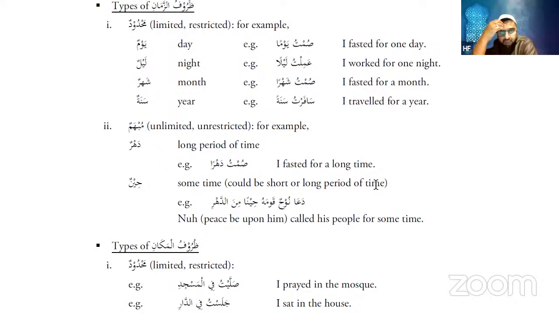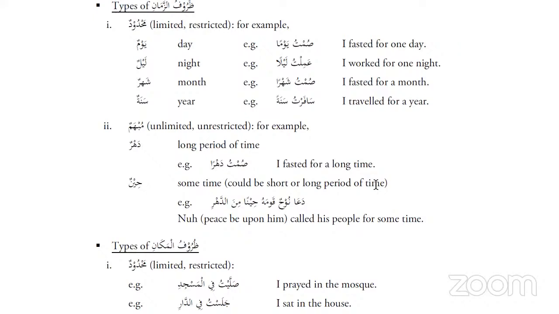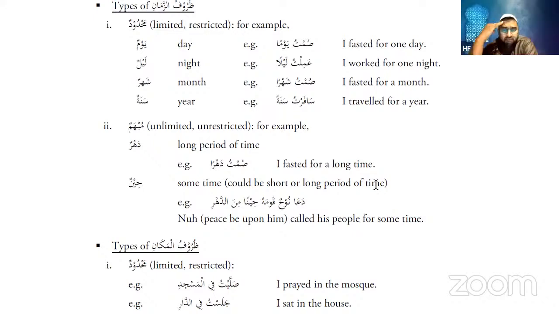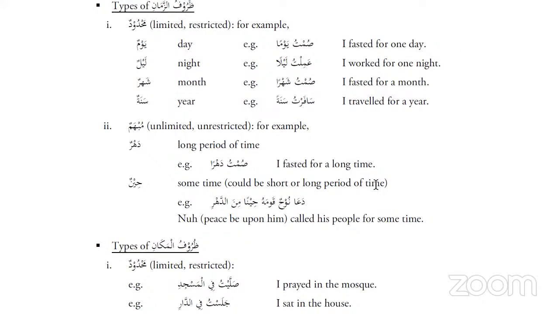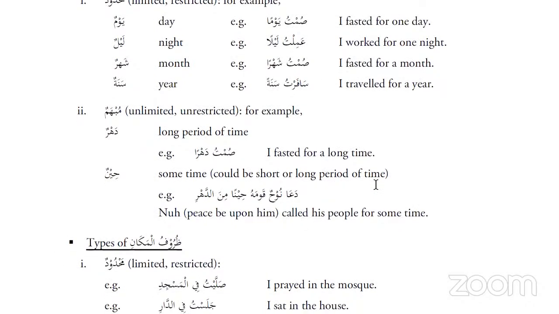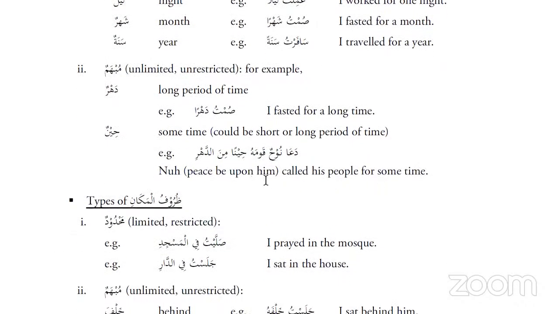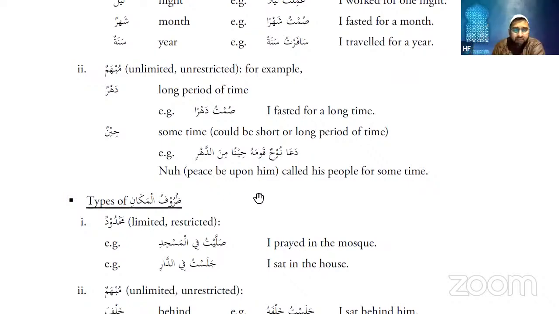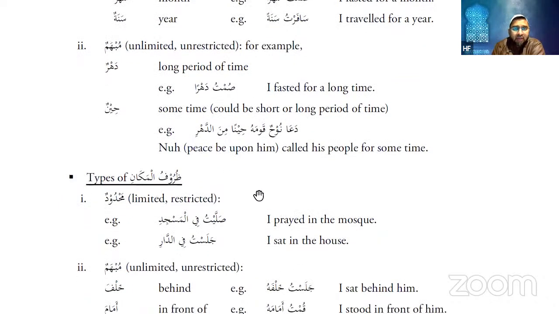Excellent. Hinun is sometime, could be a short or long period of time. Example, da'a Nuhun qawmahu hinan minal dahri. Nuh, peace be upon him, called his people for some time. Excellent. So these are unrestricted timing itself.